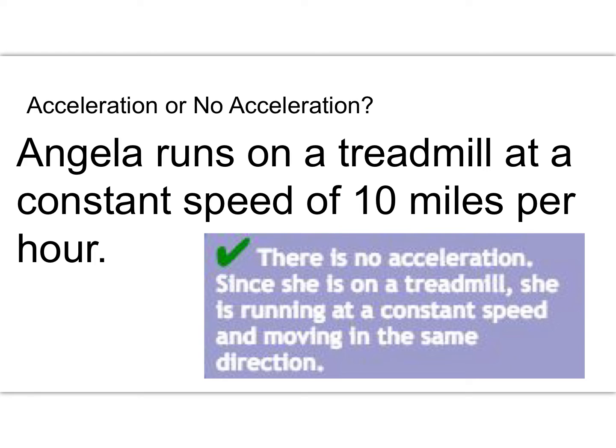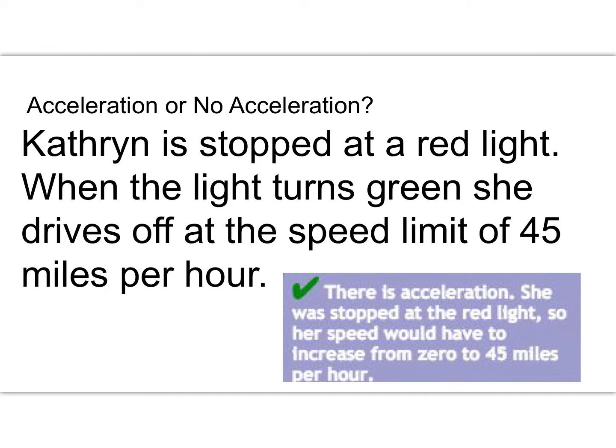Angela runs on a treadmill at a constant speed of 10 miles per hour. So this is really similar to the conveyor belt. Since her speed is constant and her direction stays the same, there is no acceleration. Catherine is stopped at a red light when the light turns green, she drives off at a speed limit of 45 miles per hour. So since her speed changes from 0 to 45 miles per hour, there is acceleration because there is a change in speed.